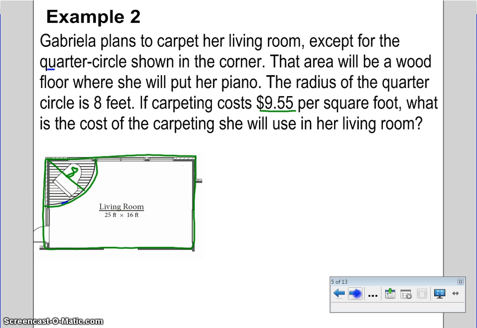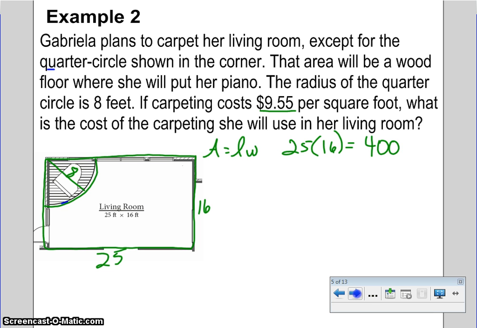In order to find the area of a rectangle, the area equals the length times the width. And it gives us that as 25 by 16. So if we take 25 and multiply it by 16, we end up with a total of 400 square feet. So if the whole thing was going to be carpeted, job done, really easy. We just multiply by the 9.55. But the problem is we've got to take out this quarter circle here.